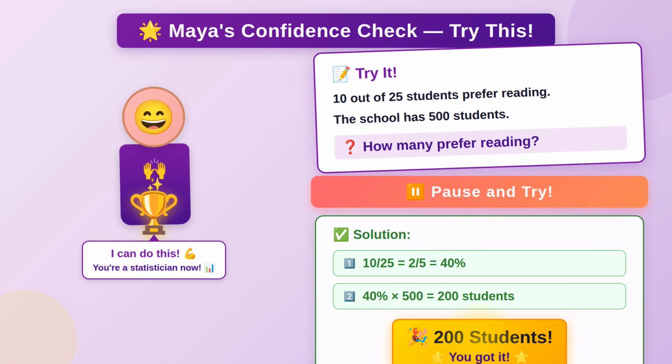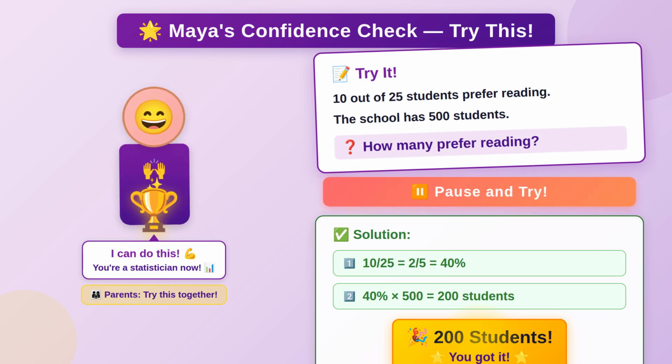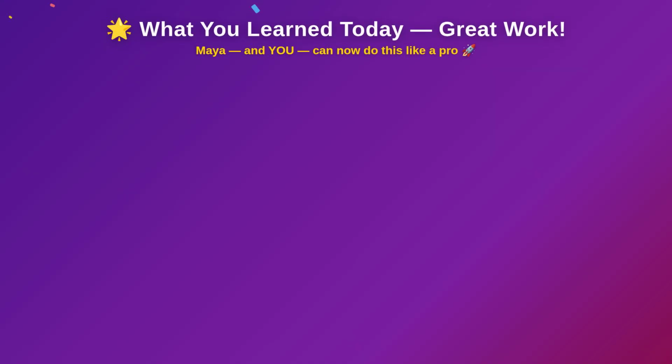Here's the answer. 10 out of 25 simplifies to 2 out of 5, which is 40%. 40% of 500 equals 200. So about 200 students likely prefer reading. Did you get it? If you did, you're already thinking like a statistician.